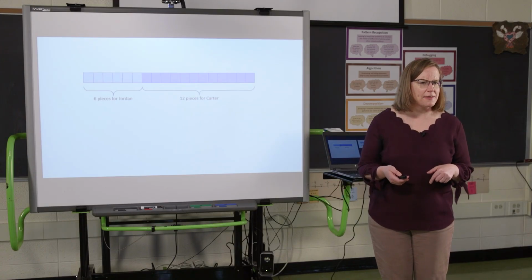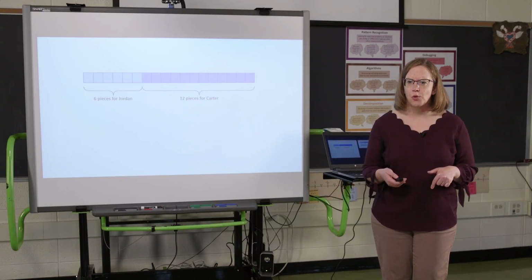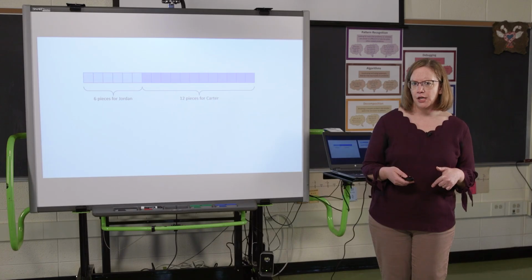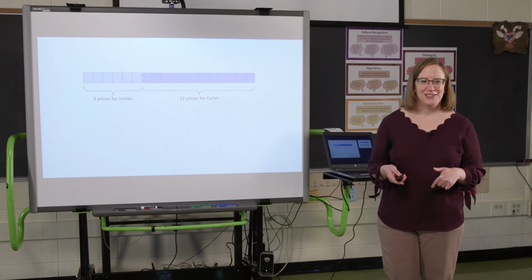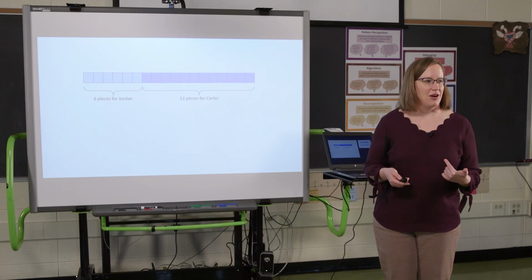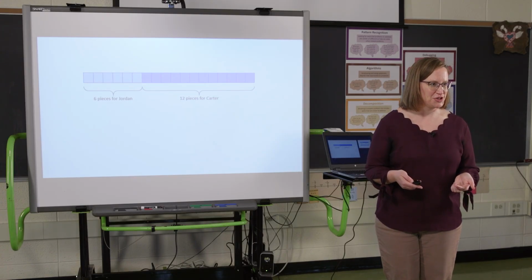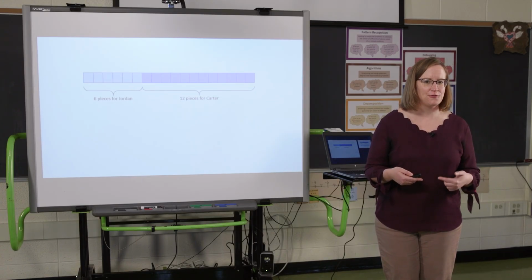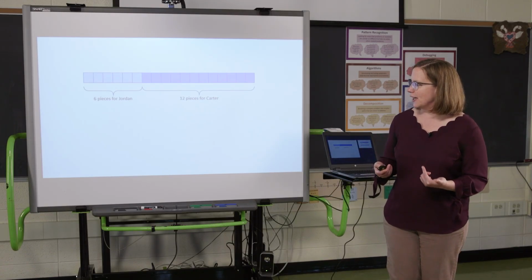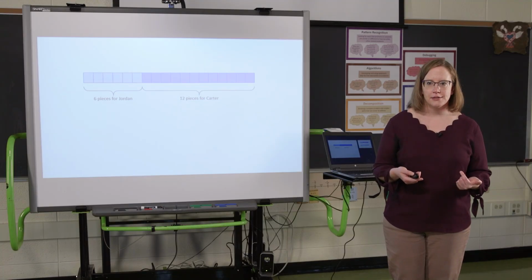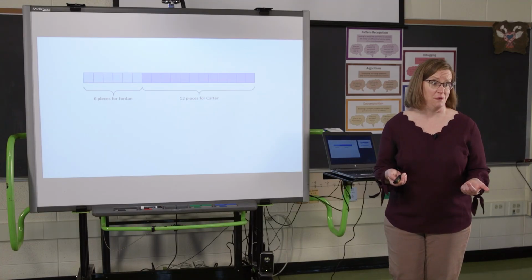And we used some math language to talk about that. We said they were sharing the chocolate bar in a ratio of 6 to 12. So ratios are a comparison based on multiplication. And that language for every was useful for us to use to talk about ratios. So we said things like, for every 6 pieces Jordan gets, Carter gets 12 pieces.